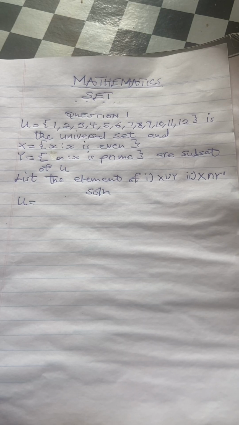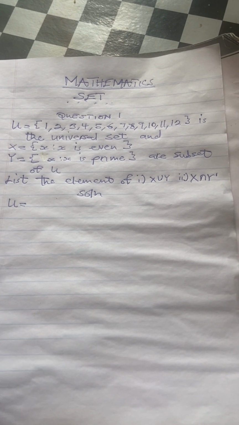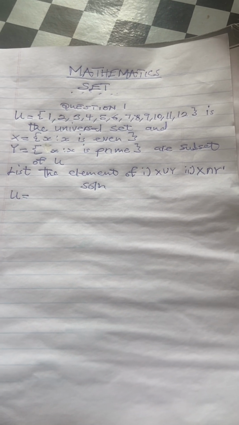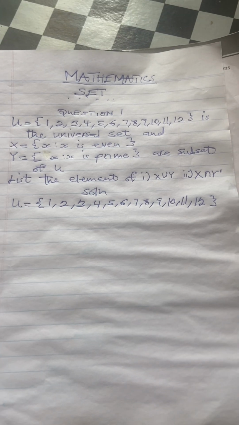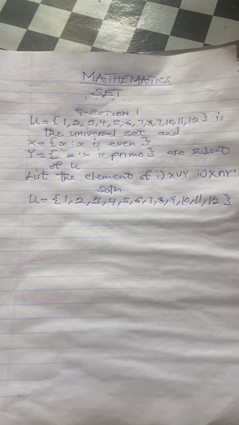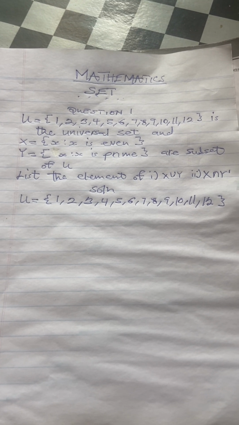And you know the universal set ranges from 1 to 12. So you write them, right? So that's the universal set: 1, 2, 3, 4, 5, 6, 7, 8, 9, 10, 11, 12. So that's the universal set.